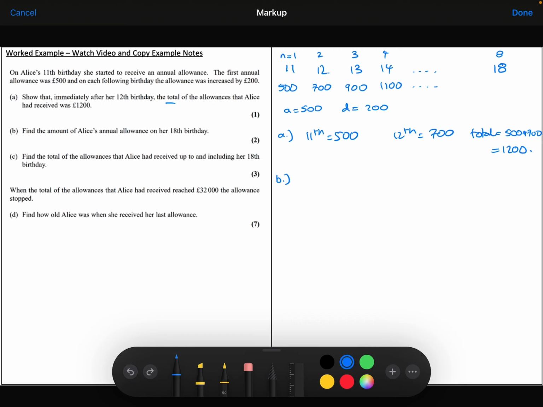So I can use the nth term formula for an arithmetic sequence, which is a plus (n minus 1)d. A, in this case, is 500 plus (8 minus 1) times 200, which gives me £1,900.